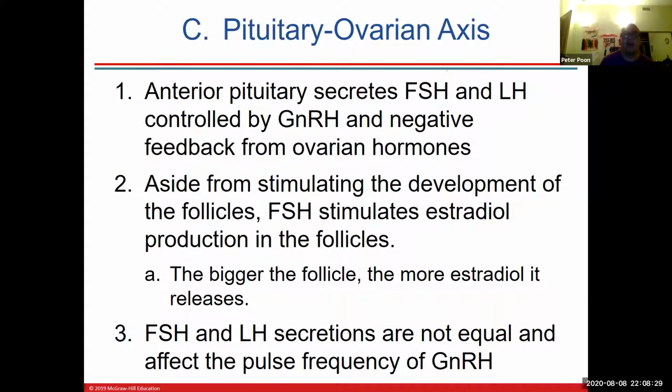So the pituitary secretes FSH and LH, controlled by GnRH, and negative feedback from the ovarian hormones. Aside from stimulating the development of follicles, FSH stimulates estradiol production in the follicles.